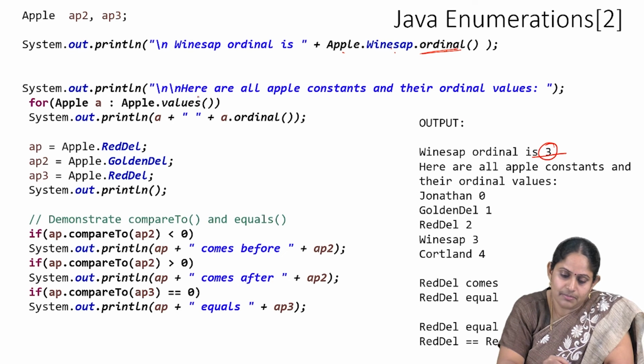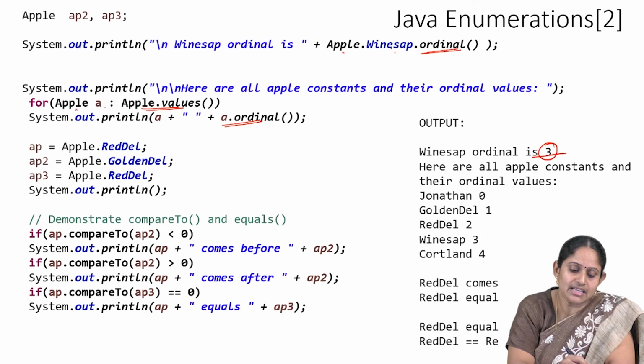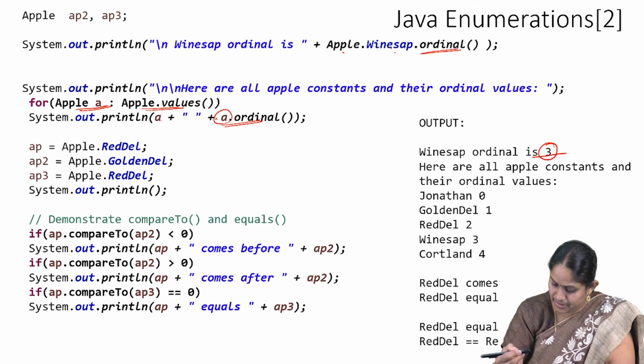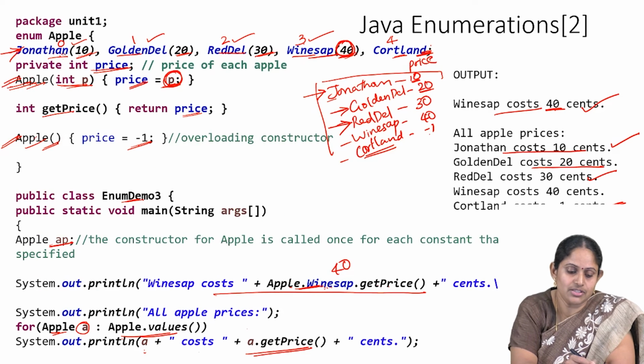Then now we are displaying all the ordinal values of that whole set. So again we are using the values method to retrieve that as an array, and that array is being iterated using the apple type, and it will display for every value of A. So A will start from Jonathan. We have seen Jonathan's ordinal value is 0. Goldendale is 1.